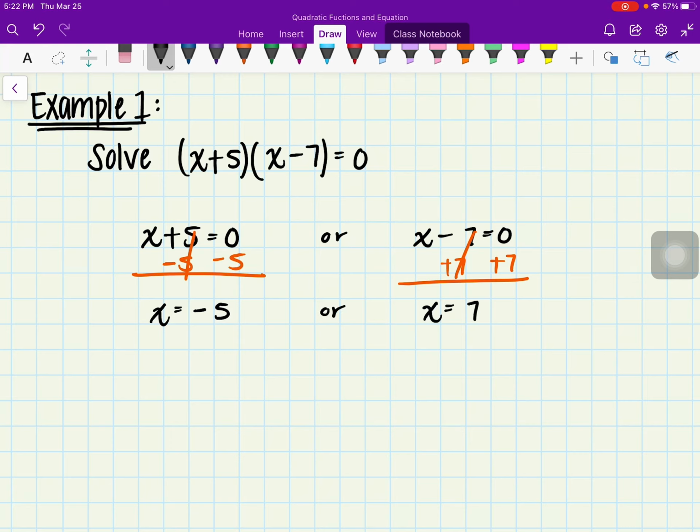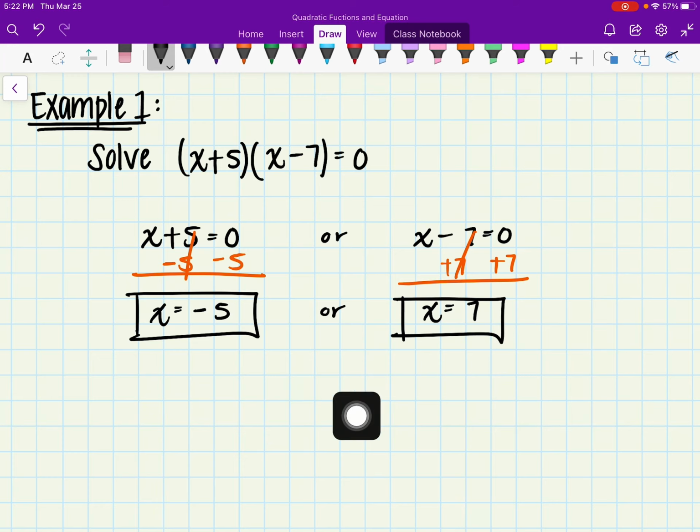So in this case, guys, the zeros of the function would be negative 5 and 7. And those would be our values for x.